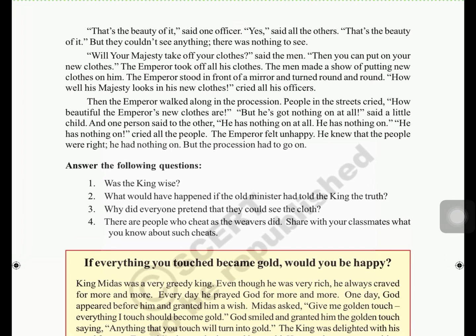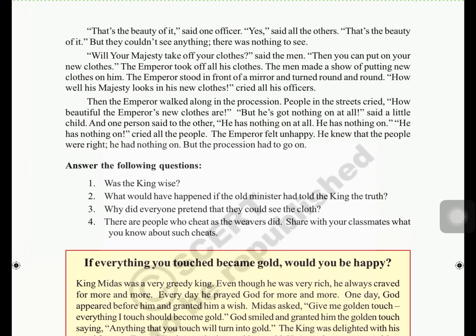Nothing was there. "Will your majesty take off your clothes?" said the man. So what did they tell? Will your majesty remove the clothes? Then you can put on your new clothes. The emperor took off all his clothes. The men made a show of putting new clothes on him. So what did the men do? They started making a show as if they were putting on the new clothes.